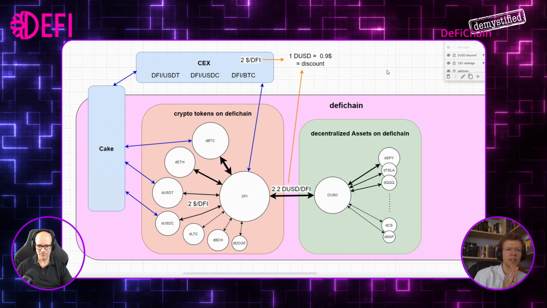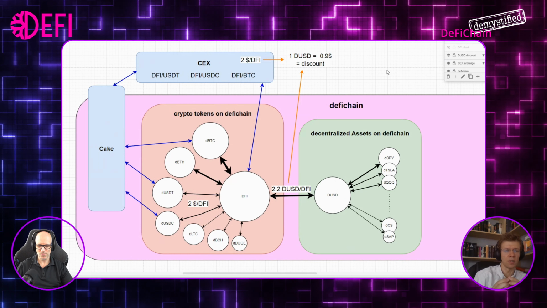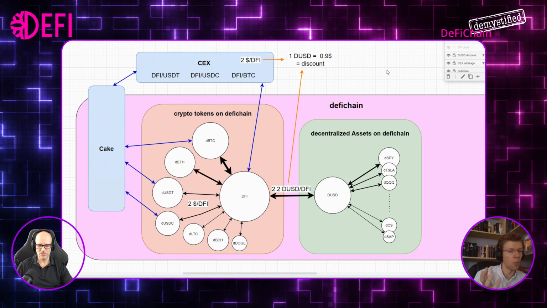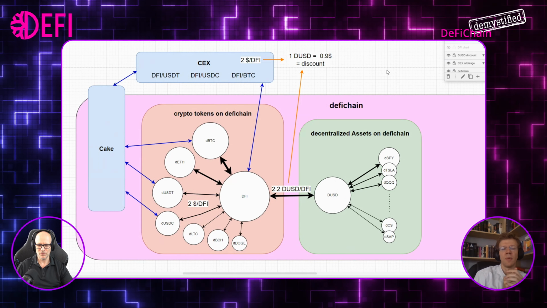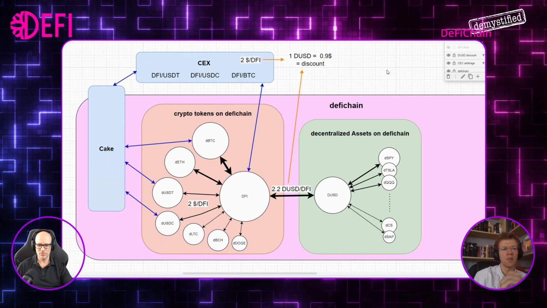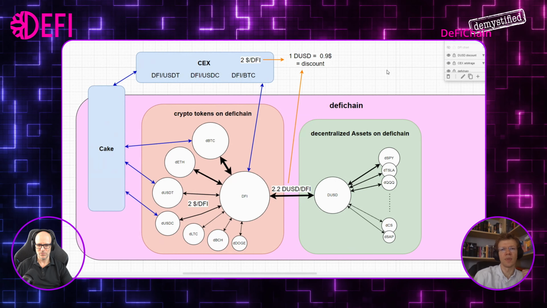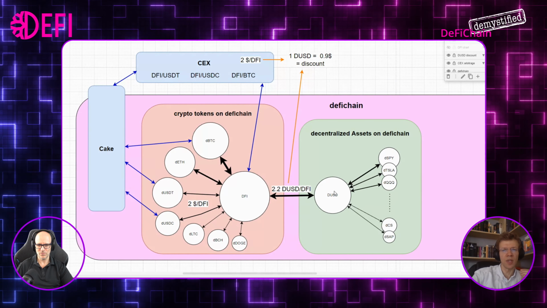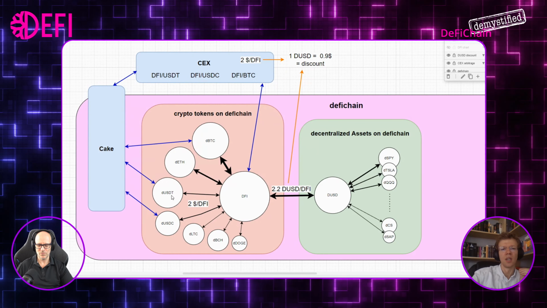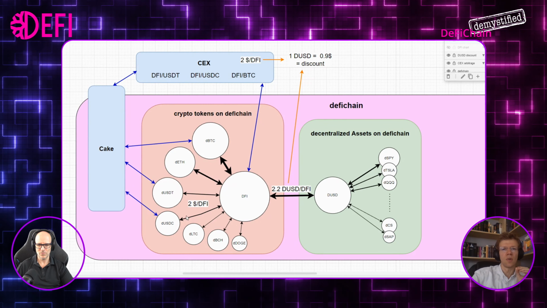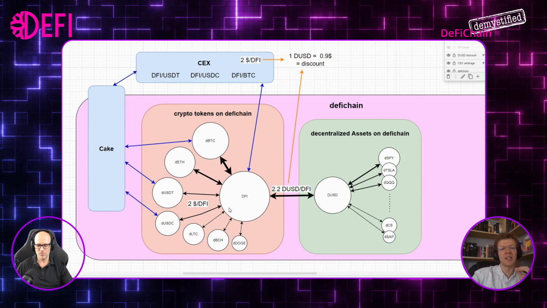How does the discount really happen? Because that was just basically how prices change. But if people see a discount in DUSD, there is no trading pair between DUSD and USD, or USDC. So the discount is basically calculated.